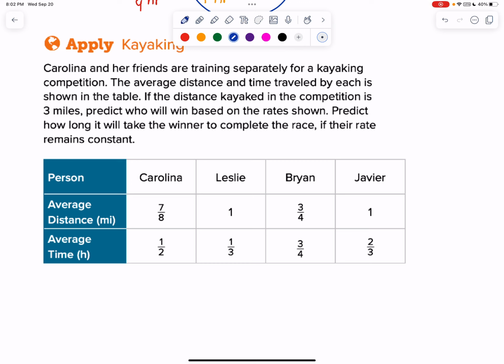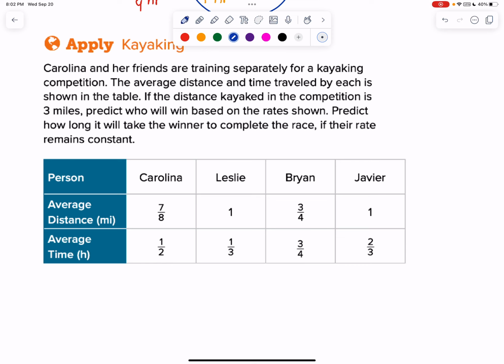It says Carolina and her friends are training separately for a kayaking competition. The average distance and time traveled is shown in the table. If the distance is 3 miles, predict who will win based on the rates shown. Predict how long it'll take the winner to complete the race if their rate remains constant.